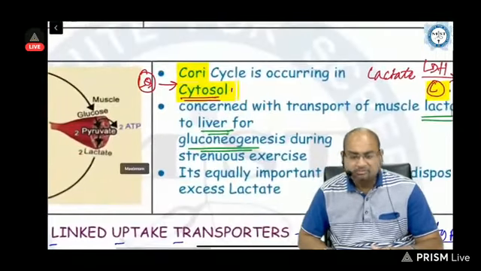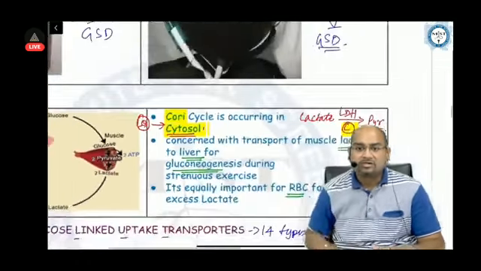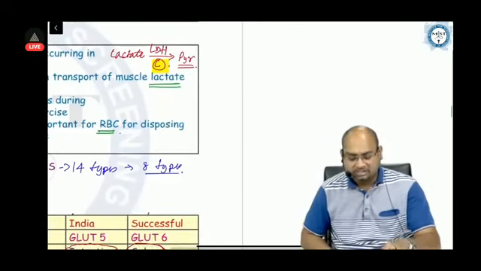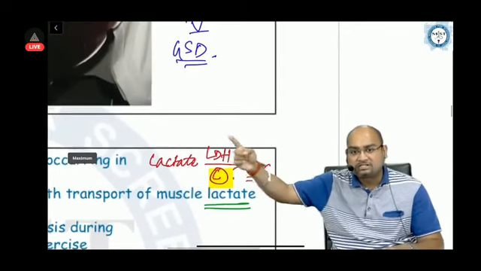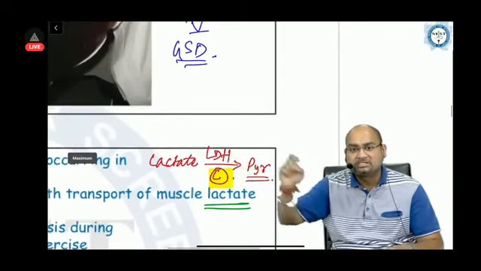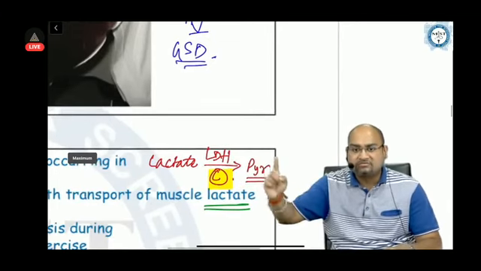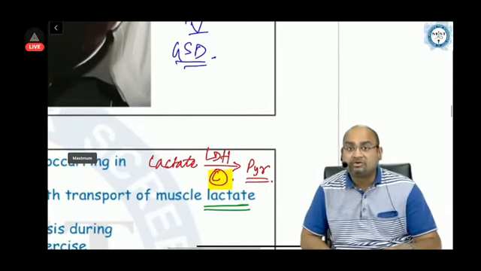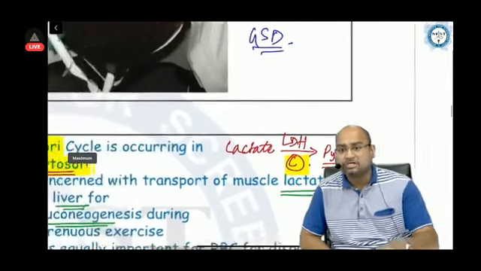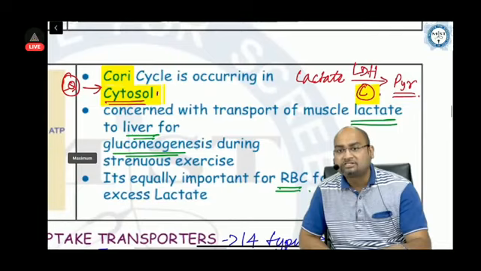Cori's cycle, please remember, is for the transfer of lactate to the liver for gluconeogenesis. Cori's cycle, my dear friends, is in the cytosol. How does it happen? In gluconeogenesis, lactate is first converted to pyruvate, but this lactate to pyruvate conversion beta is done by LDH enzyme. So lactate itself will not enter into mitochondria. It first gets converted to pyruvate in the cytosol, and then pyruvate enters into mitochondria for pyruvate carboxylase reaction for gluconeogenesis.